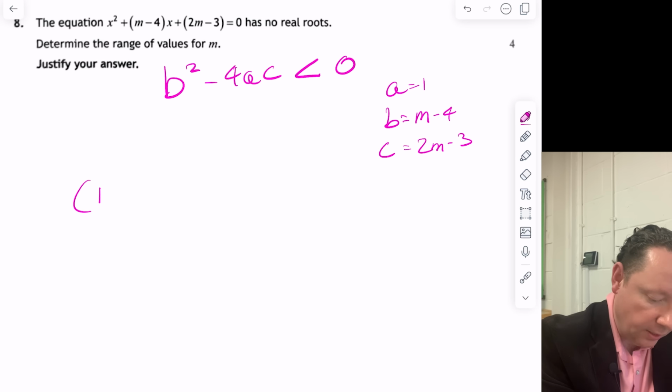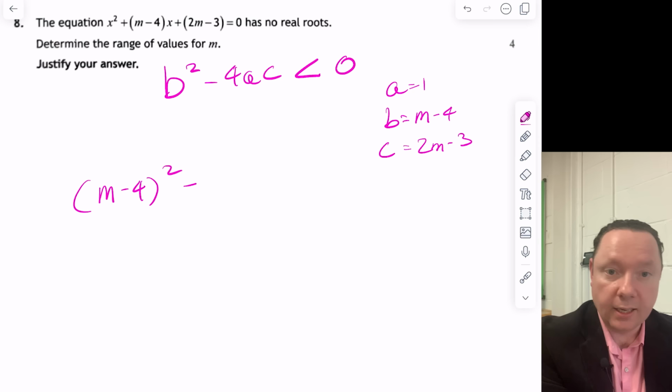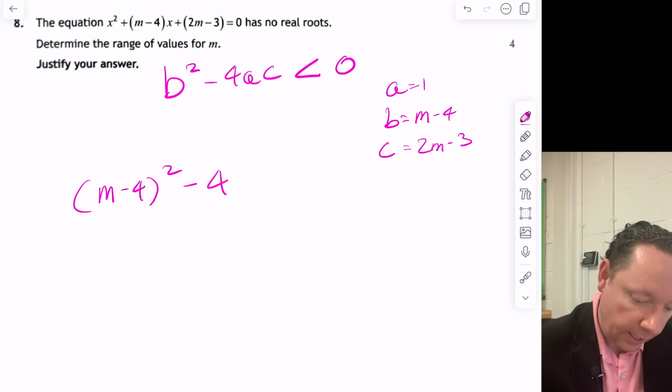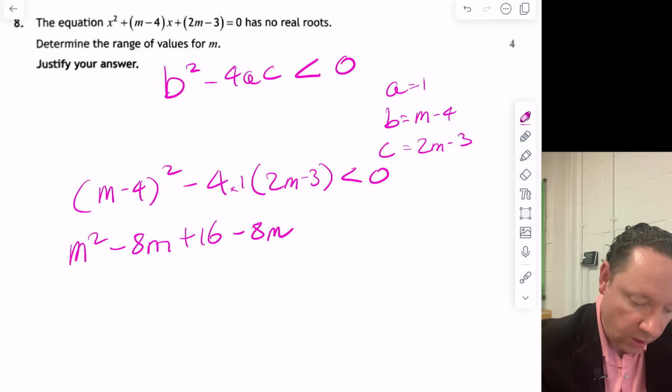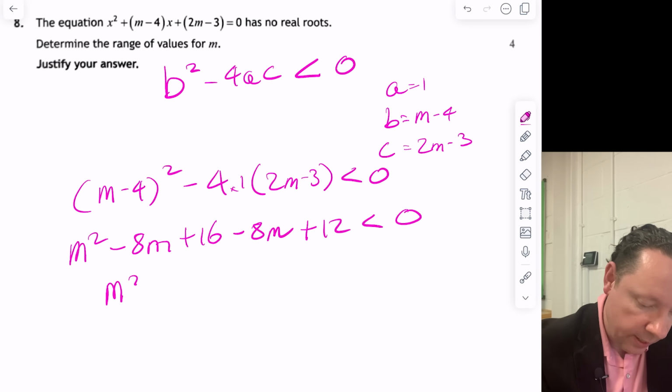So we've got (m minus 4) squared minus 4 times 1 times (2m minus 3), and that's less than 0. So that's m squared minus 8m plus 16, take your time expanding. 4 times 1 is 4, times 2 is 8, so minus 8m. And then minus times a minus is a plus, so plus 12, less than 0. So that gives me m squared minus 16m, and then plus 28 is less than 0.